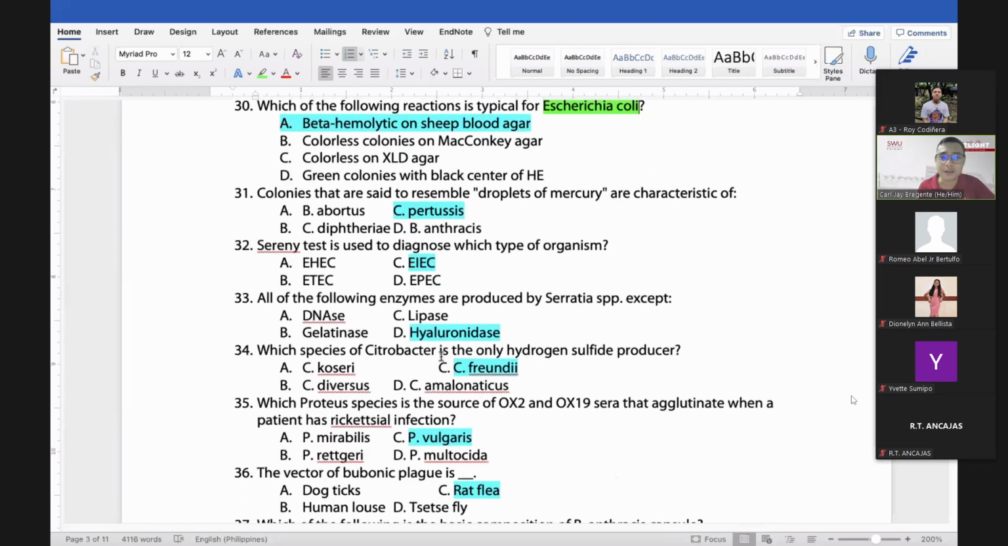Number 31, colonies that are said to resemble droplets of mercury characteristics. So take note of this, okay? Droplets of mercury is associated with pertussis, Bordetella pertussis.